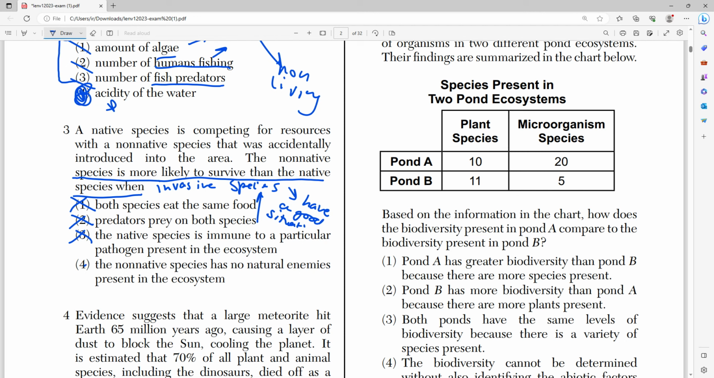That leaves us with number 4 as our answer. The non-native species has no natural enemies. Think about it. If the invasive species has no predators, no enemies, nothing is going to kill it other than old age and other members of that species. Because there's nothing preying on it, they can grow like crazy. That's the only situation that benefits invasive species.